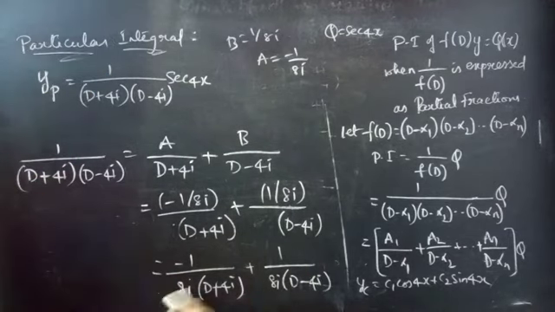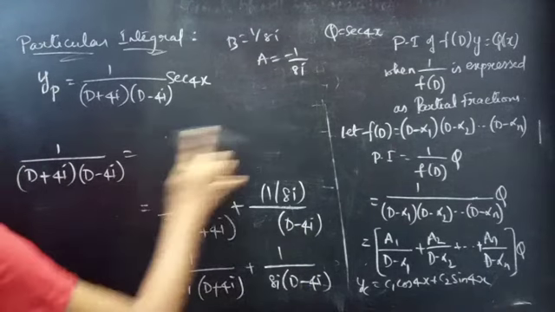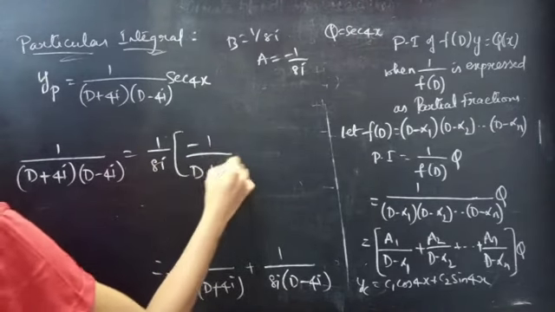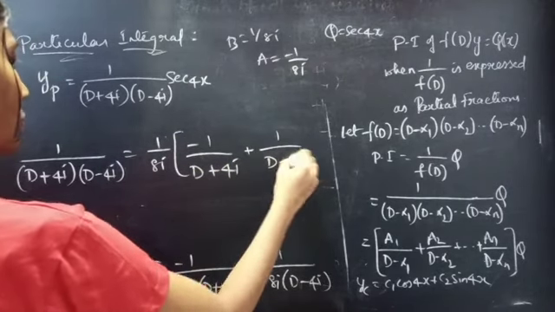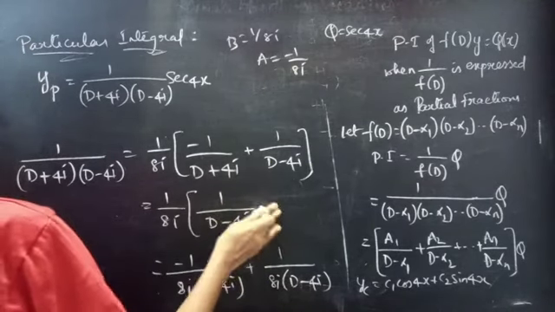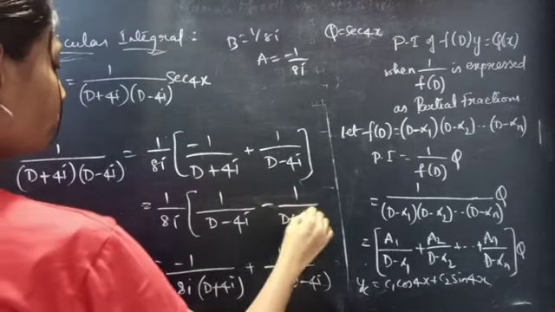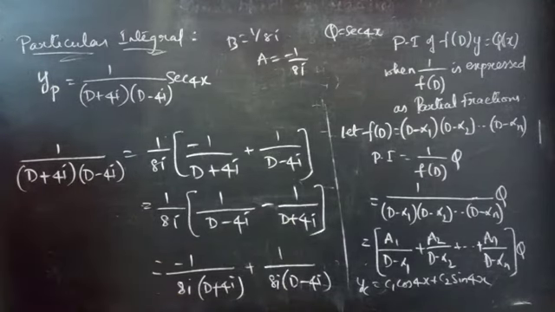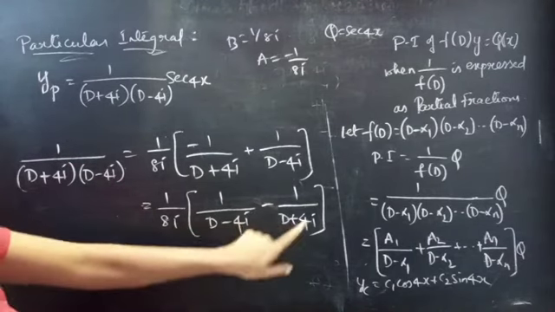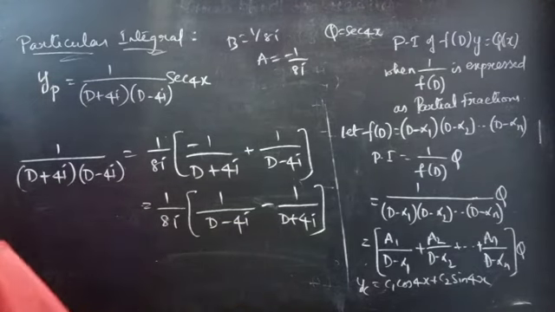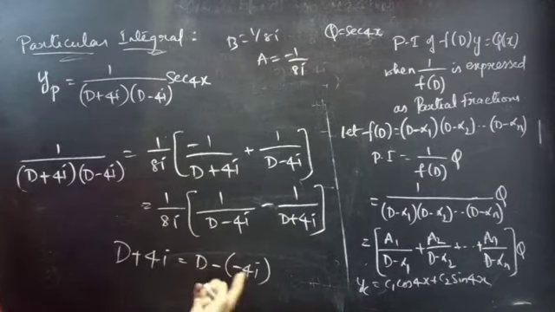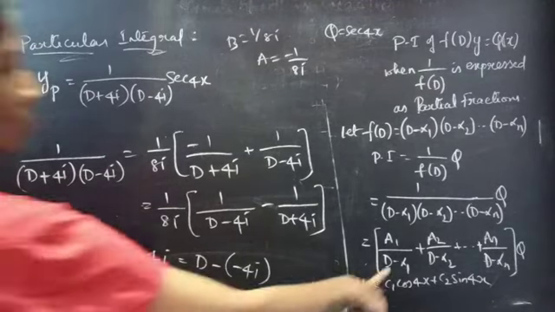You're having 1 by 8i in both the terms, so let's take it common. Then we'll get 1 by 8i into minus 1 by D plus 4i plus 1 by D minus 4i. You can just write this as, firstly write the positive term and then the term involving the negative sign. So we have resolved the fraction into partial fractions, some A by D minus alpha plus some B by D minus alpha. You can just write this D plus 4i as D minus of minus 4i, right? Where alpha is minus 4i, okay? Which is in this form.